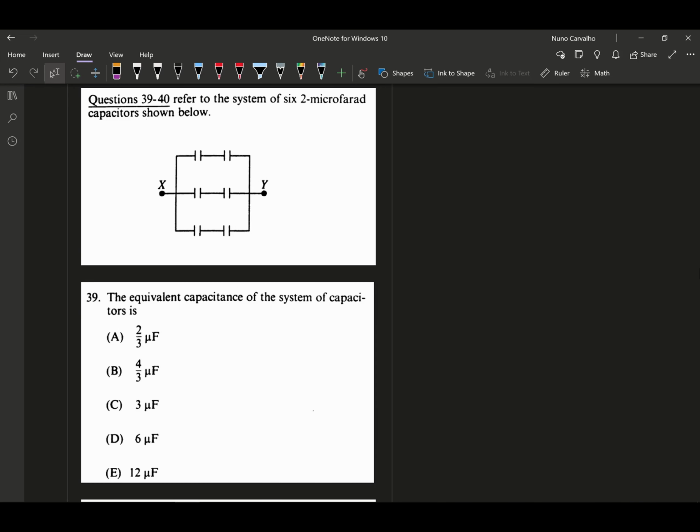For number 39, we are given a circuit with a bunch of capacitors, and we're asked for the equivalent capacitance of the system. Well, what we need to know is how do we combine capacitors that are in series and in parallel. And so when they are in series, then we use this formula right here, that the equivalent capacitance is going to be 1 over C1 plus 1 over C2. And then when they are in parallel, then it's going to actually be much simpler. The equivalent capacitance is just C1 plus C2. And so on. We can continue adding here more capacitors as well.